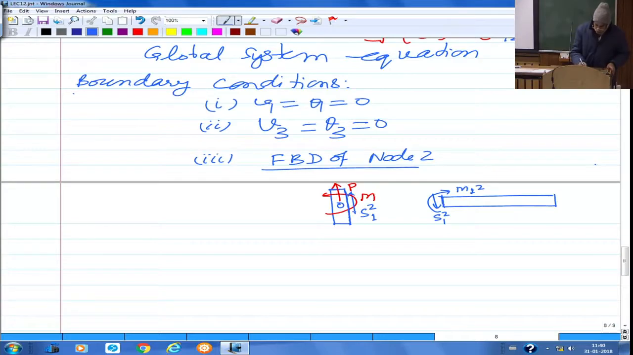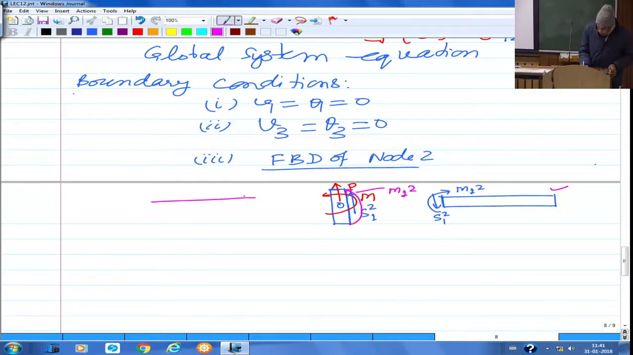So this is S12, and then you will also have a moment. The moment on this face is M12. So this is what you are getting. Of course I have not completed it, on this side also you will have the terms.